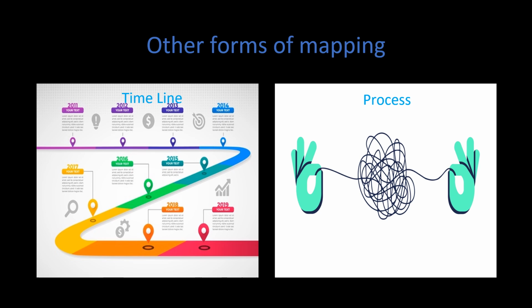Another form of mapping can be a timeline in which the events are presented in chronological order from the earliest to the most current one. In addition, mapping can also be presented in a process. This includes the steps of procedure in doing something.